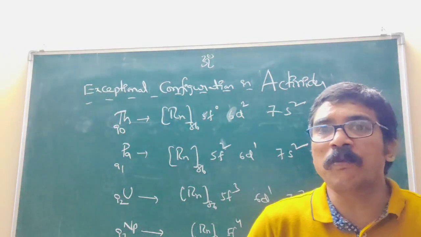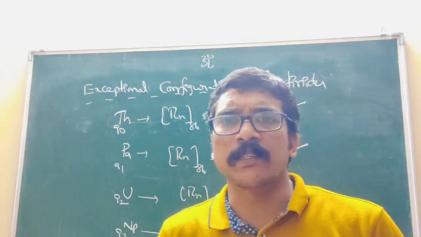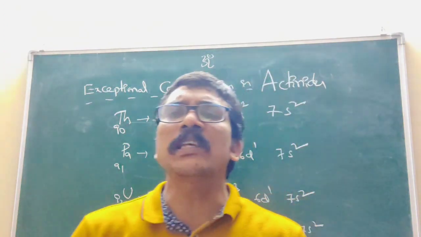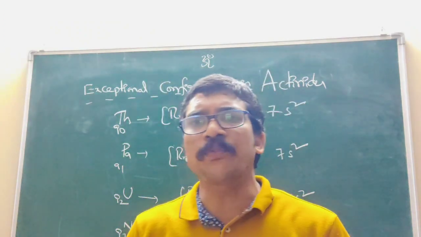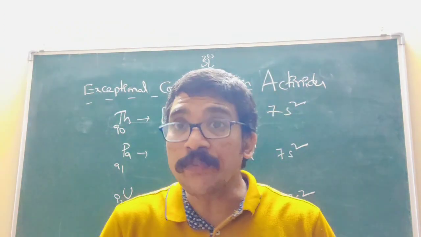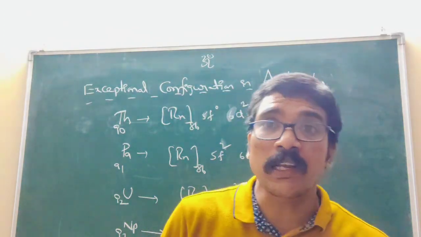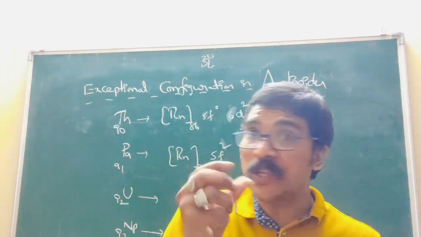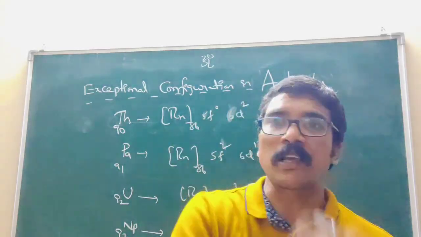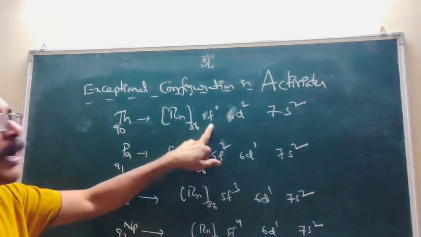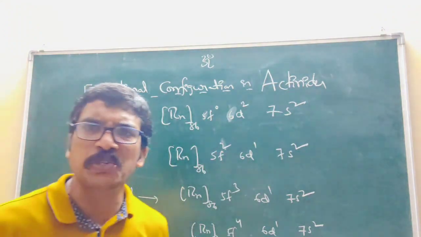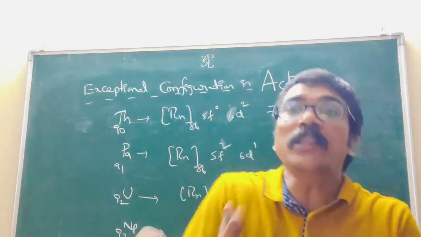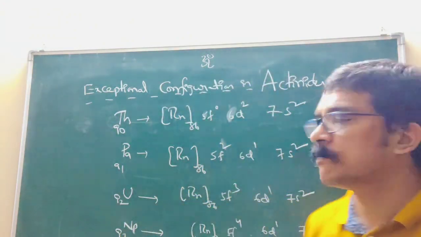In all the f-block elements, in the case of lanthanides and in the case of actinides, for example, in the case of lanthanides all 14 elements have at least one 4f electron. In the case of actinides, all actinides contain at least one 5f electron. But in thorium there is no f electron, yet thorium is an f-block element. That is a question. So thorium is an f-block element, but here there is no f electron. That is why it is an exceptional configuration. Even though there is no f electron, it is an f-block element.